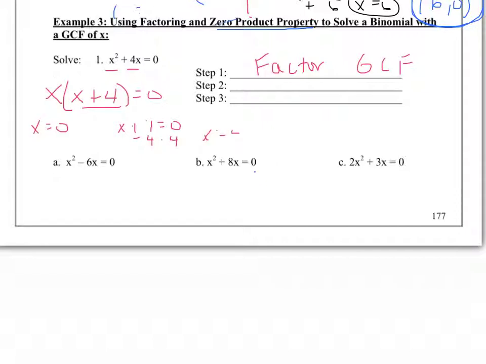Solve for x. X is negative 4 here. We already have solved for x over here. X is 0. So you have two intercepts here. Filling in the steps, I factored out the greatest common factor, then I set each part equal to 0, and then solved for x. I'd like you to pause the video for a moment and try A, B, and C on your own.